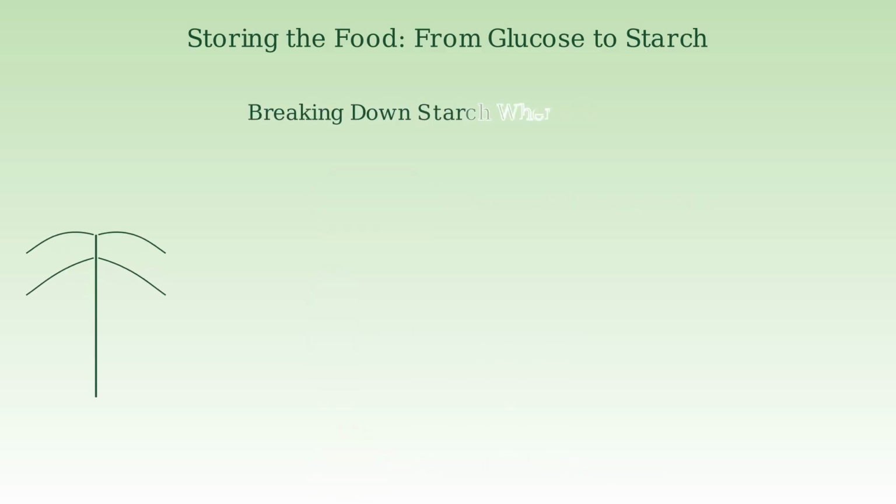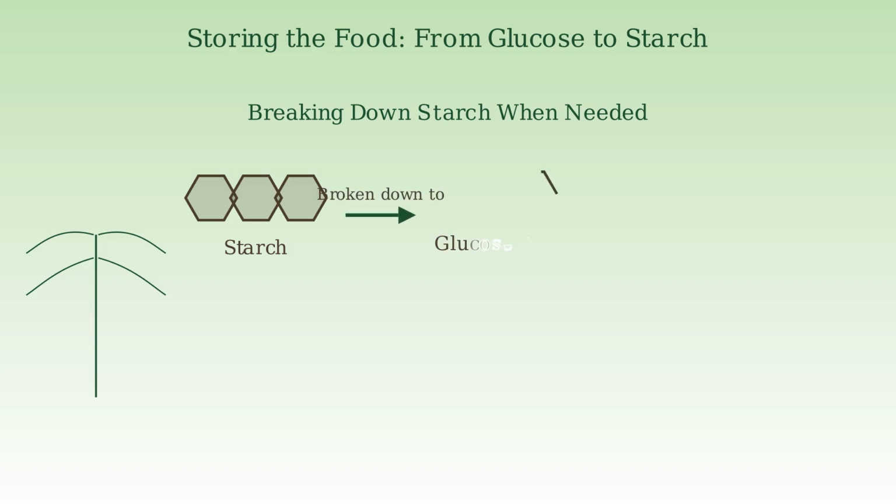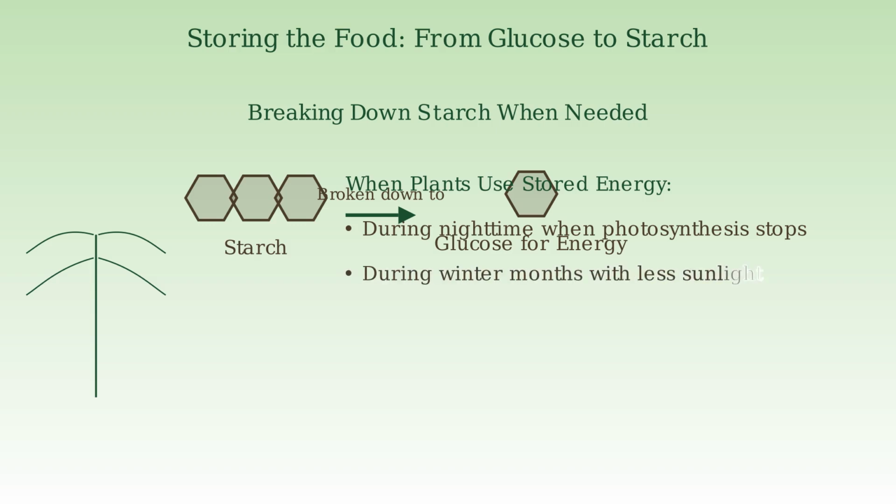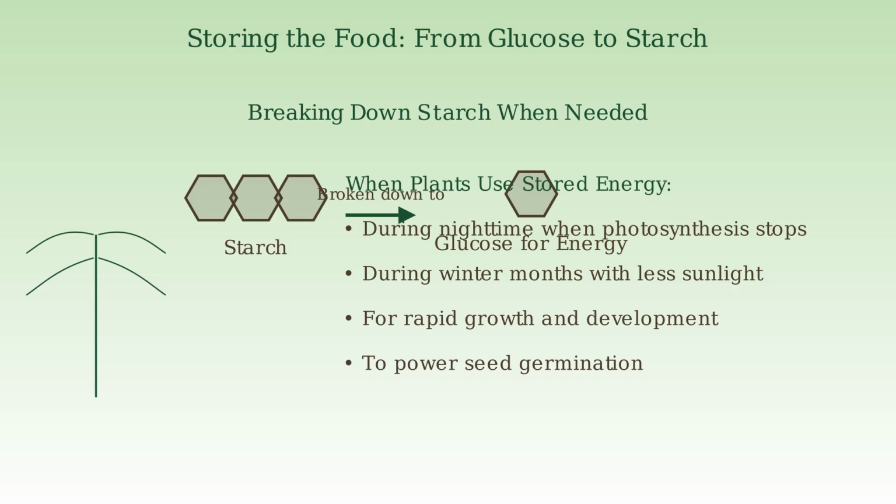When energy is needed, plants break down stored starch back into glucose. This storage system is crucial for plants' survival in various situations, such as during nighttime when photosynthesis stops, during winter months with less sunlight, for rapid growth and development, and to power seed germination, which requires energy before the new plant can photosynthesize.